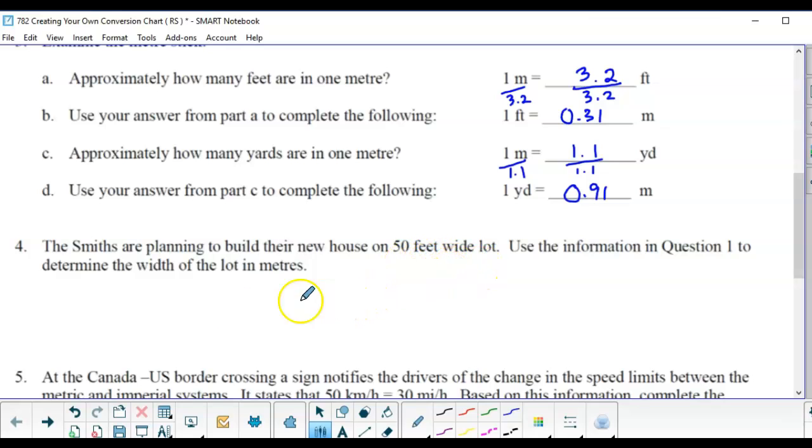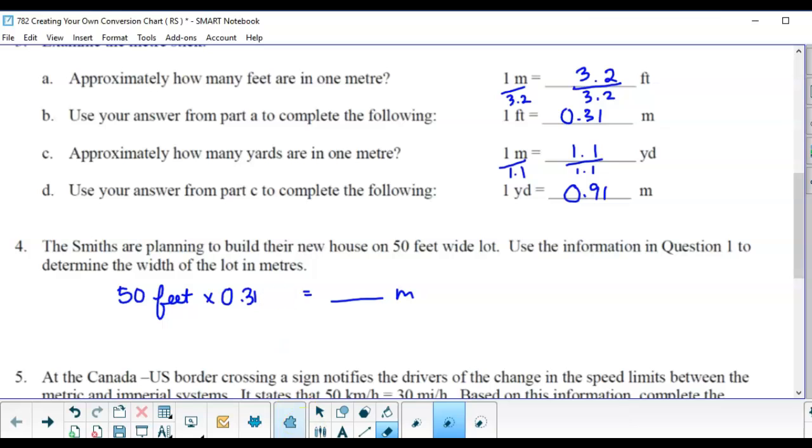The Smiths are planning to build their new house on a 50 feet wide lot. Use the information to determine the width in meters. So we have to represent 50 feet in meters. Do we have the conversion from feet to meters? We do. And this is approximate, so 0.31, oh, sorry, meters in a foot. So 50 times 0.31 is going to be about 15.5. Okay, approximately.